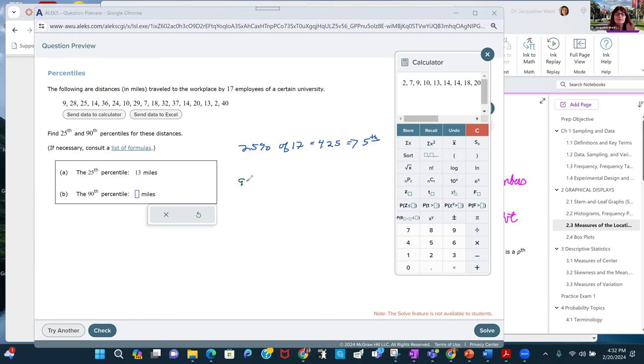And then the 90th percentile. Percent. It's 15.3. So you're going to look at the number in the 16th place. So almost the last place, right? Send the data, sort it. So not 40, but 37. Okay.